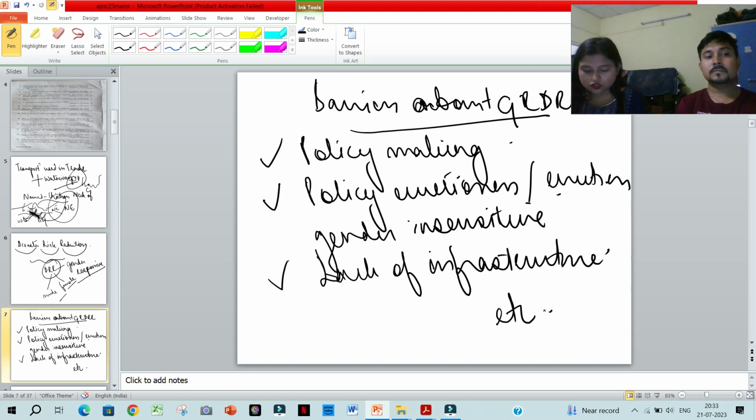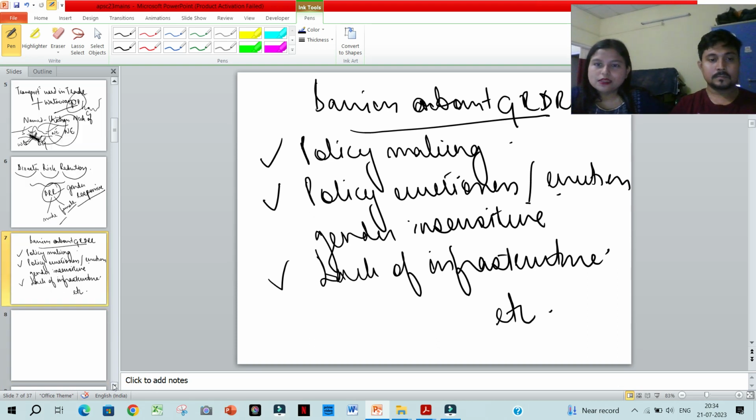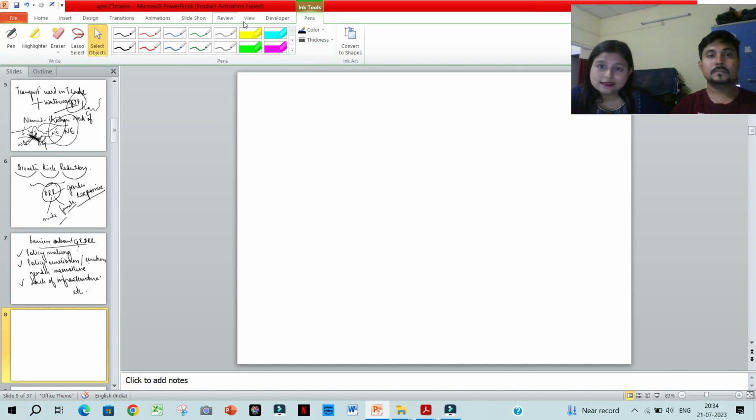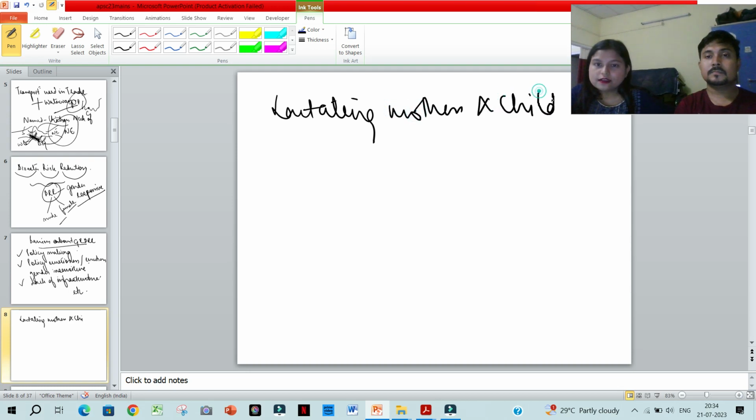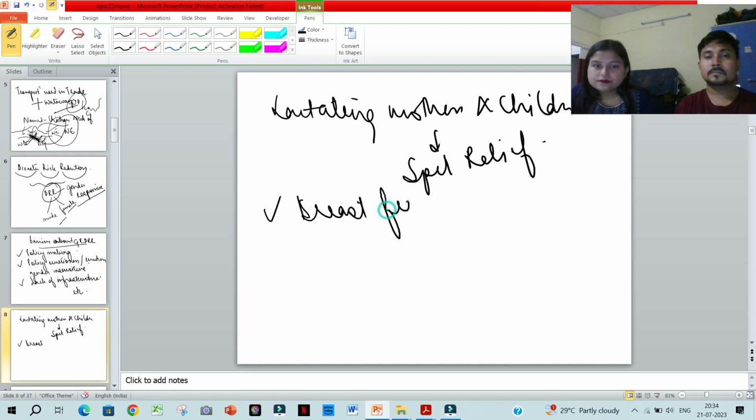But give some examples of overcoming these barriers. I hope you have this concept that now we don't only provide rice and other things, we also provide special food for lactating mothers and children. We have special relief in the camps, we have breastfeeding places and child friendly spaces. Did you write that, right?